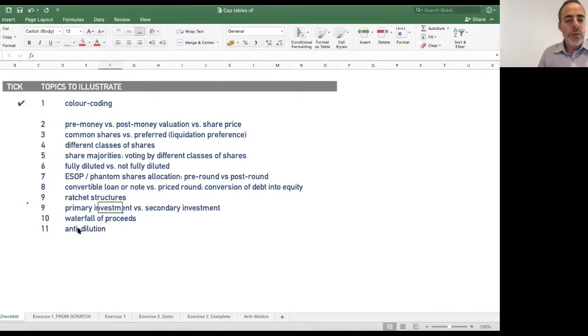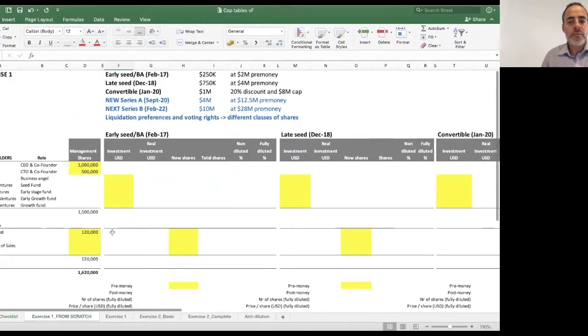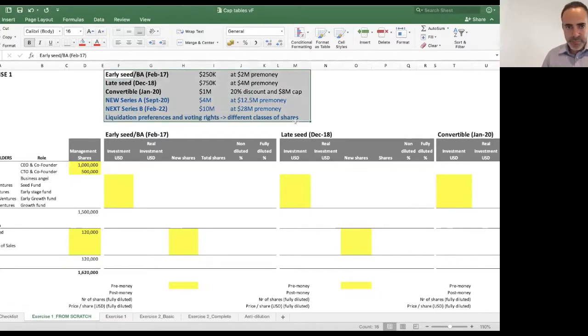But yeah. So let's go into a cap table, right? And actually let's build one from scratch. Here you have a structure of a cap table. It's empty because I'm going to formulate it now. And what we're going to build is this scenario: you have a company that had an early seed round with business angels in February 2017. They raised $250K at 2 million pre-money valuation. Then they raised 750K in December 18 at 4 million pre-money valuation.